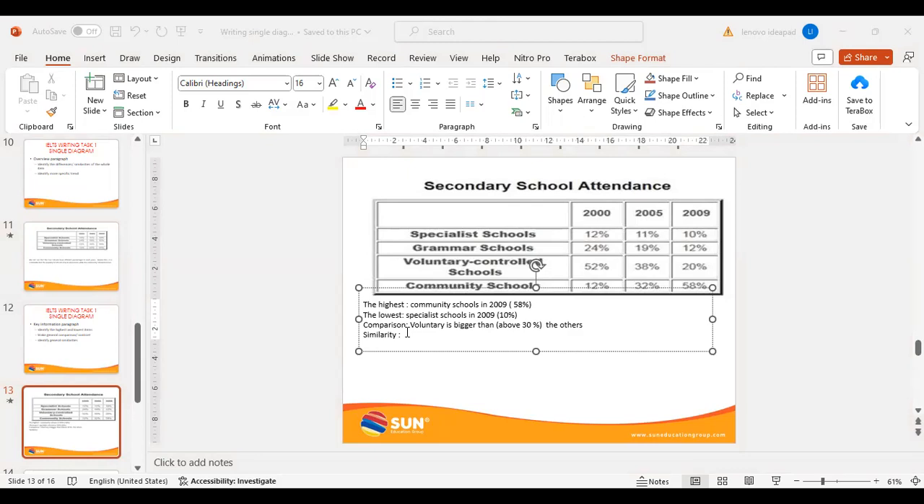I'll just copy Joshua's answer. We have 12, 12. Special school, 12% in 2000. Grammar school, 12% in 2009. Community school, 12% in 2000. There you have the details. That's right.